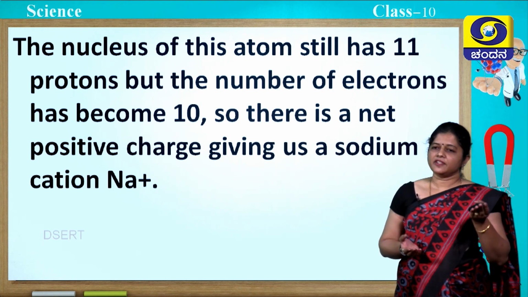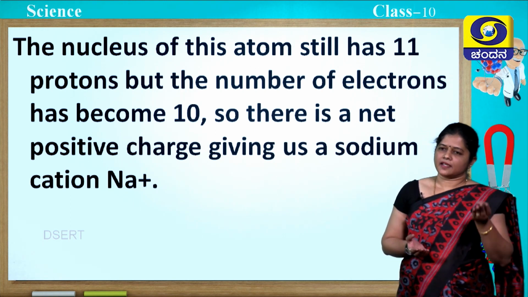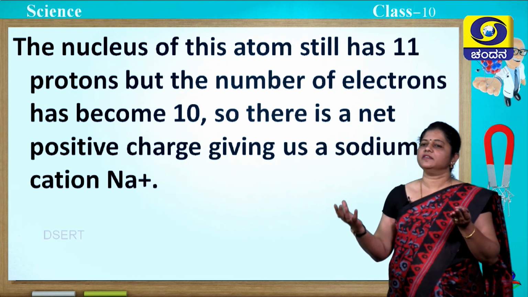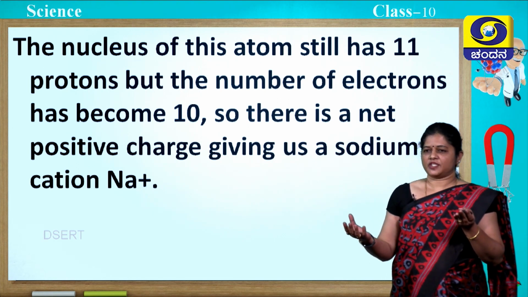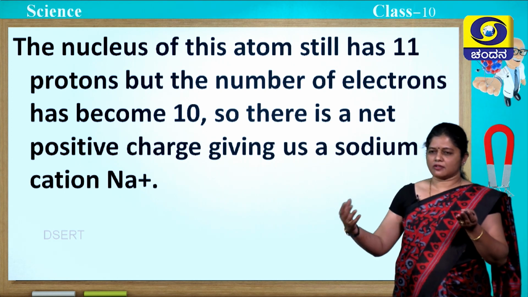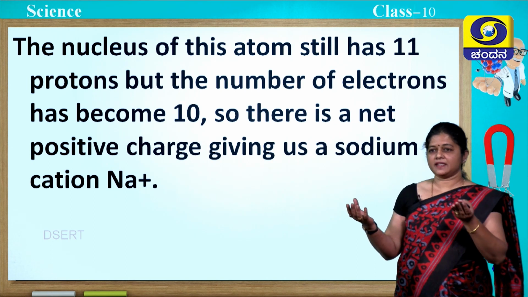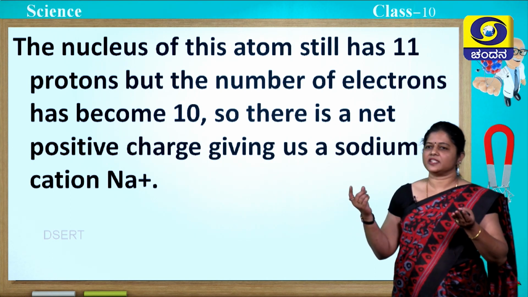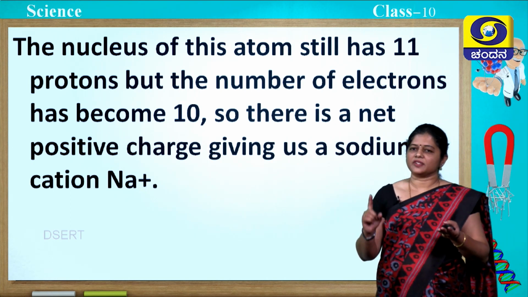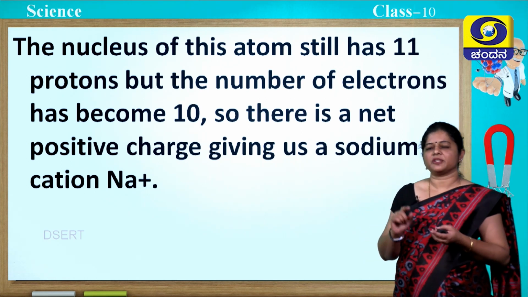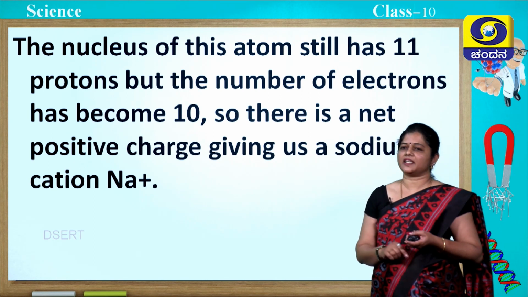So, 11 positive charges are there in the nucleus and in the shells you have 10 negative charges, or electrons, because it has lost one electron. So, now 11 plus and 10 minus will give you 1 plus. That is why sodium gains one positive charge, and it becomes sodium cation.